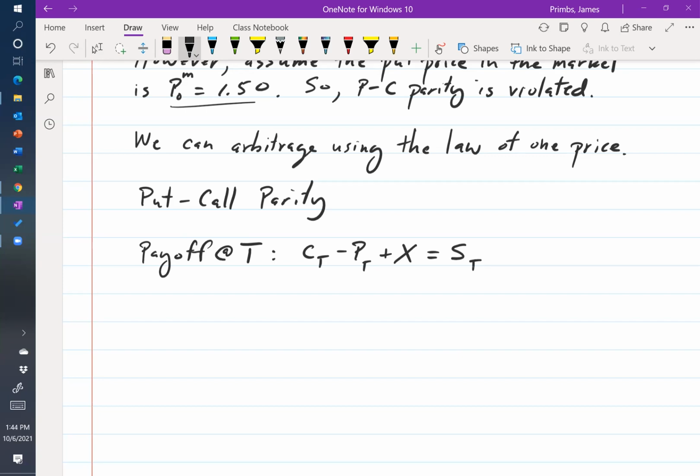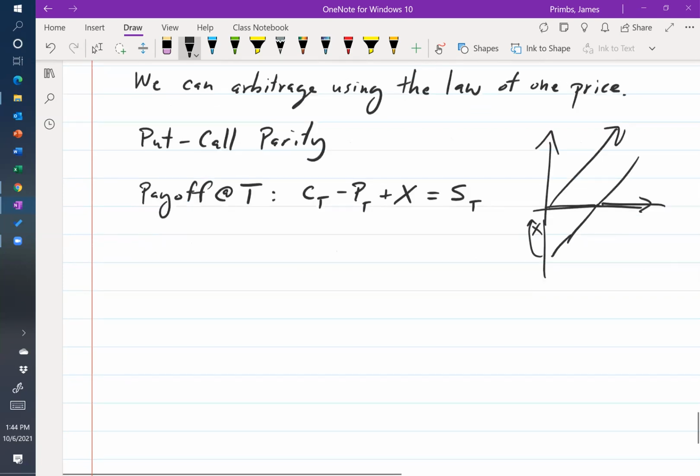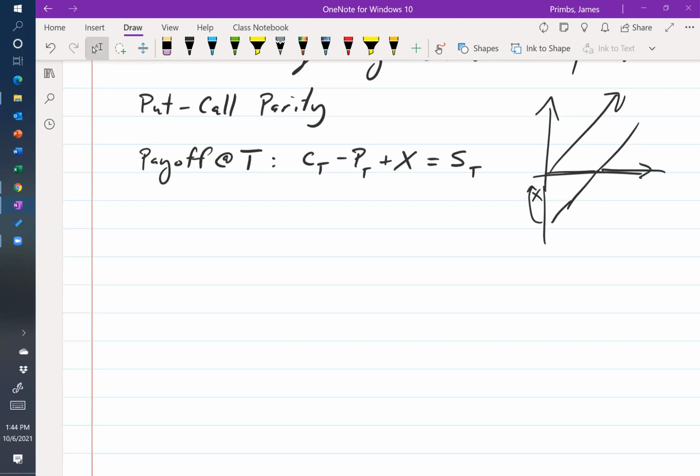Okay, and if you remember, I always think of the little picture in my mind. It says long a call, short a put, right? And then raise it up by X, and you have the same payoff as the stock. So I can rearrange this. By the way, let me help you. When you look at this formula, formulas that we get here correspond to portfolios. Okay, and that's going to be a key connection.